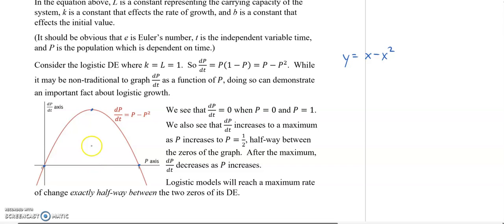But at any rate, we'll notice that this special value right here is exactly halfway between 0 and 1. This is at 1/2, exactly halfway between 0 and the carrying capacity. And that's why we're reaching a maximum rate of change. Remember that dp dt is measuring the rate of change of the population, so that rate of change gets as big as possible when we hit the vertex of the parabola. All right, so in the next video, we'll take a look at some numerical examples that involve the logistic differential equation.